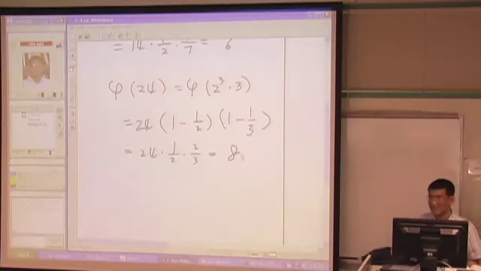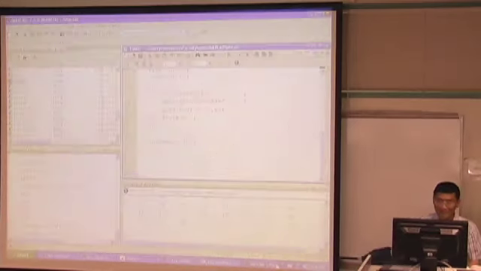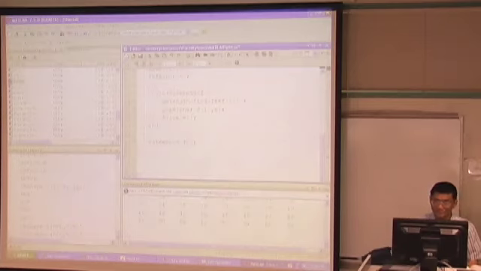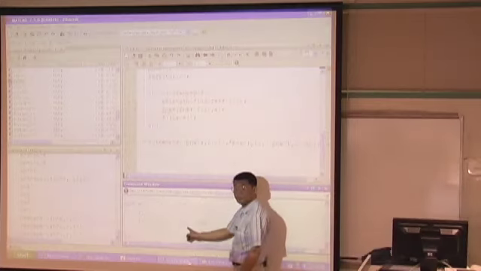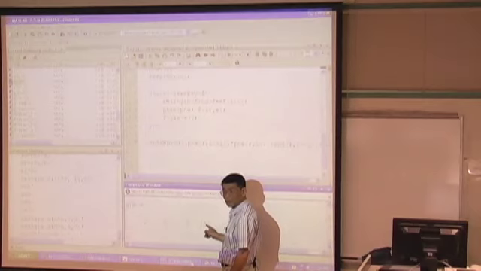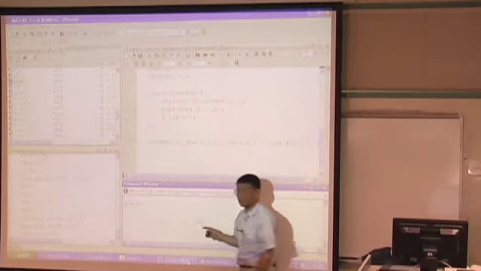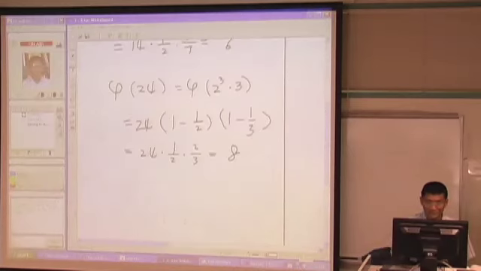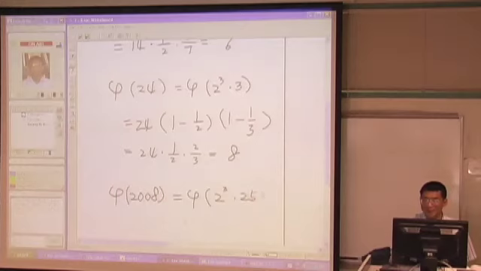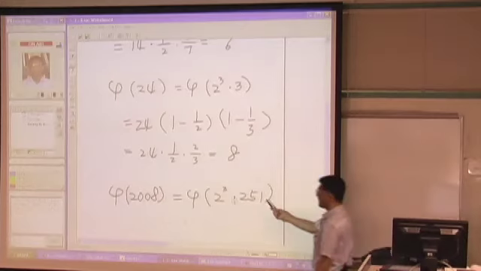Now, as I mentioned before, I will factor 2008. 2008 is 2 cubed multiplied by 251, right? 2008 this year is 2 cubed multiplied by 251, because I showed you before, I'm using it. Phi of 2008 equals phi of 2 cubed multiplied by 251. This is the factorization of the given number.